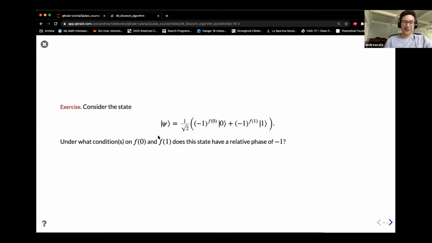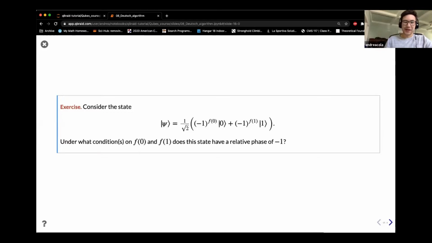I'm not assuming anything, but I'm just saying in general, what conditions can we put on f of 0 and f of 1 such that they will give us a relative phase of -1 between the two amplitudes. And Anjali was saying, if f of 0 is equal to 0, then the first amplitude would be +1. Then if f of 1 is equal to 1, the second amplitude will be -1. And so that will give us ket 0 minus ket 1, which is one possible correct answer.